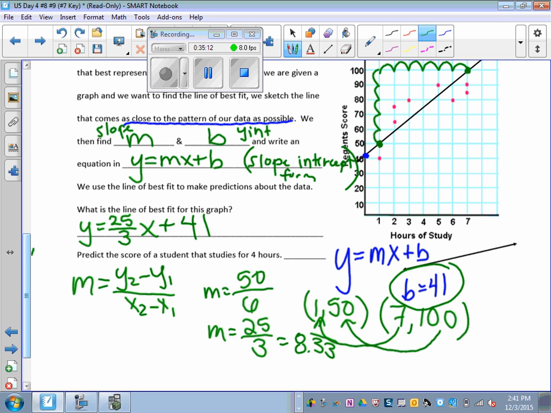And how'd you get that 41? I looked at my y-intercept. It's a little bit above 40, so we said about 41. You might have said 42, 43. It doesn't matter, just as long as you're close to that.